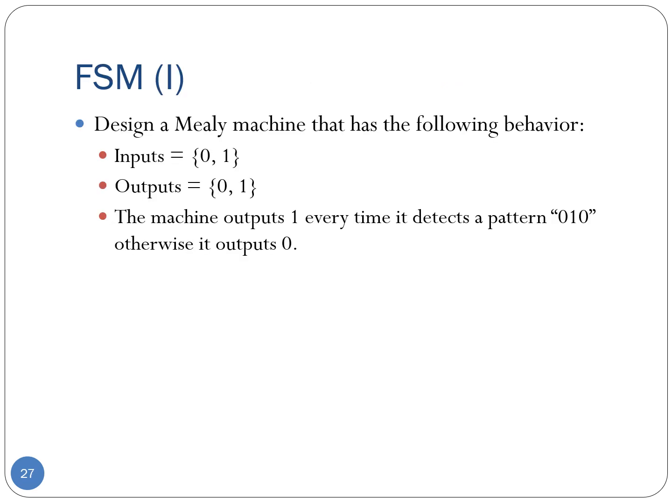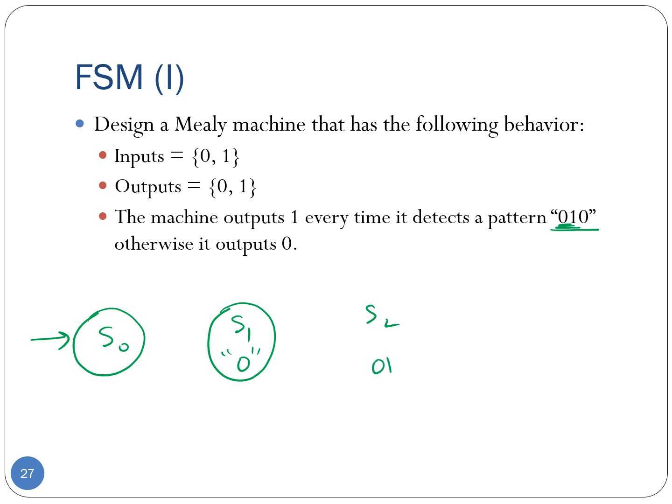Alright, so this question is asking us to design a finite state machine that can detect the pattern 0 1 0 in a string of zeros and ones. So let's start by identifying the states first. Let's say S0 is our starting state. This is where the machine starts. Let's say S1 is the state where we have detected the first 0. S2 is our state where we have detected the 0 1 pattern. So this pattern 0 1 has been detected at S2.